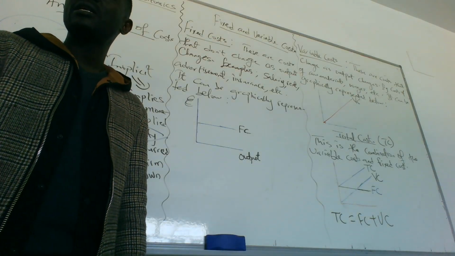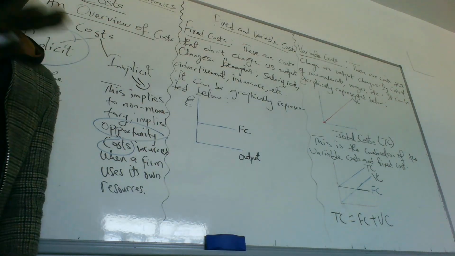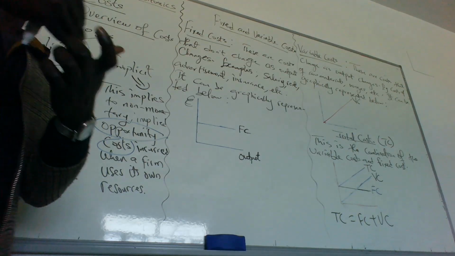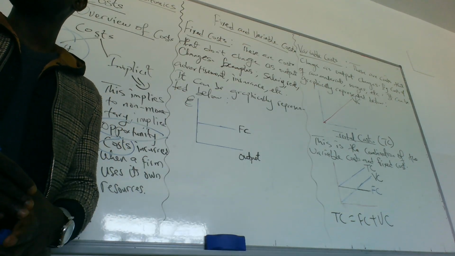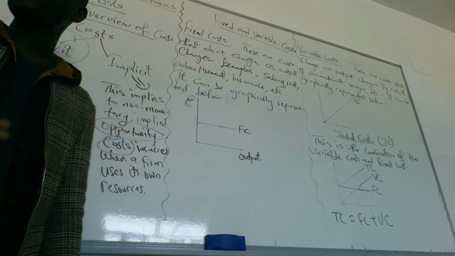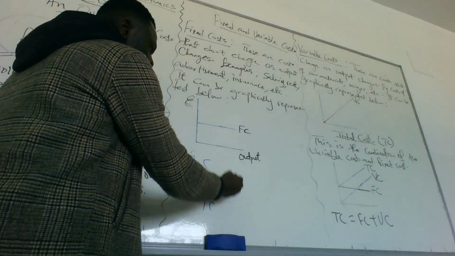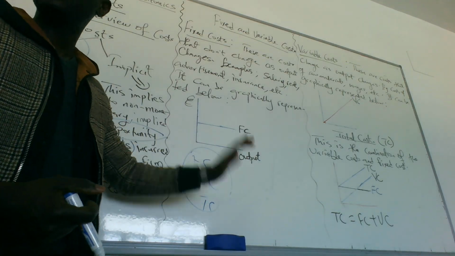Do we get it? Any question about explicit and implicit? Implicit, non-monetary opportunity cost. Explicit, the one that involves money. Stop that already, please. Any question about it? Now, we have different types of cost. We have fixed cost, we have variable cost, and total cost. There are more than this, but today's focus is on FC, VC, and TC.